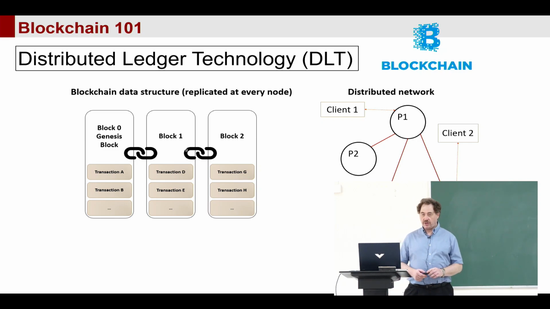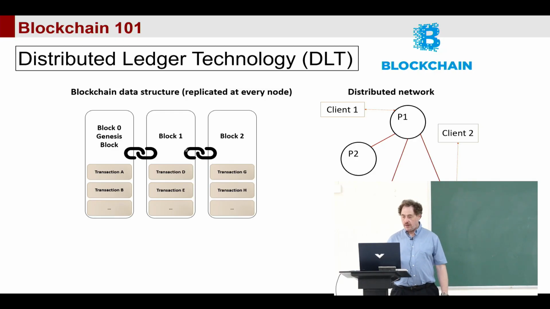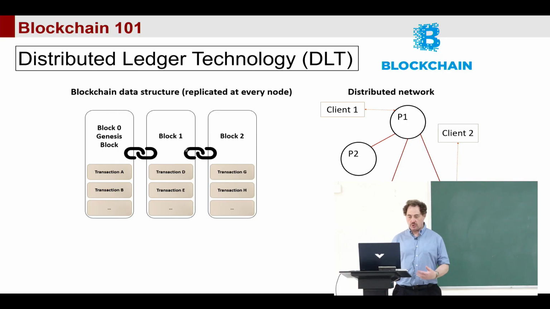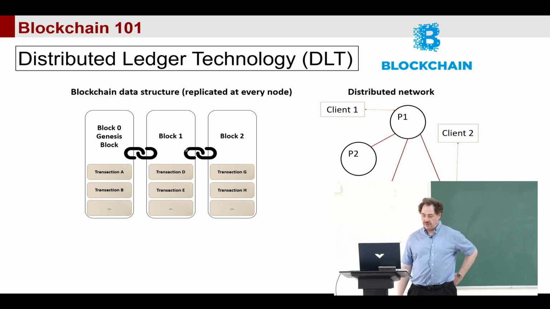Each block contains a number of transactions. They could be financial, but not necessarily. They could be any transactions in the broad sense of the word. And the data structure is replicated. A blockchain network is formed by individual nodes, sometimes called peers, and every node replicates the data structure. What you can see here in the illustration is the network between the peers.